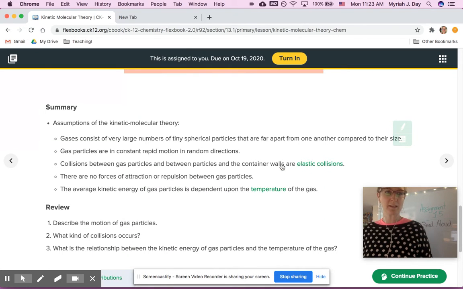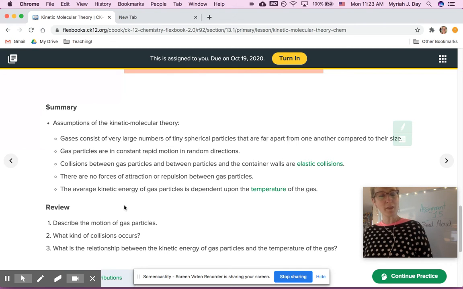The summary states, assumptions of the kinetic molecular theory. Gases consist of very large numbers of tiny spherical particles that are far apart from one another compared to their size. Gas particles are in constant rapid motion in random directions. Collisions between gas particles and between particles and the container walls are elastic collisions. There are no forces of attraction or repulsion between gas particles. The average kinetic energy of gas particles is dependent upon the temperature of the gas.